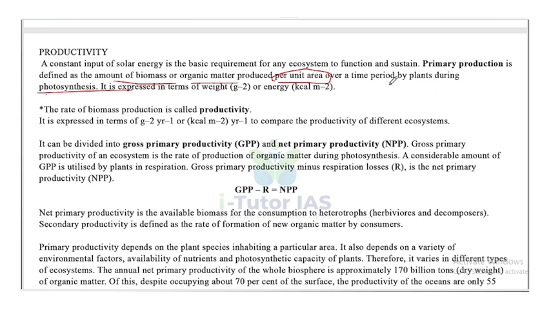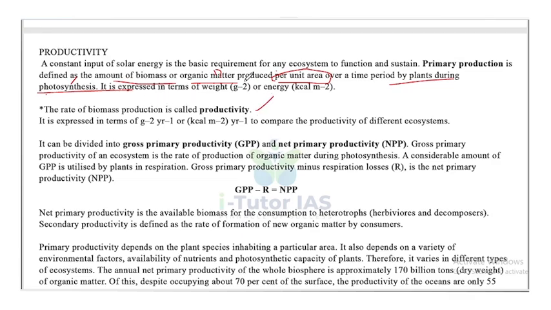So there are so many keywords that you have to keep in mind. What is primary production? Primary production is nothing but the amount of biomass or organic matter produced. One important keyword in this definition is 'per unit area'. The second keyword is 'over a time period', by plants during the photosynthetic process. It is expressed in terms of weight or energy. The unit for weight is gram per meter square, and for energy it is kilocalorie per meter square.